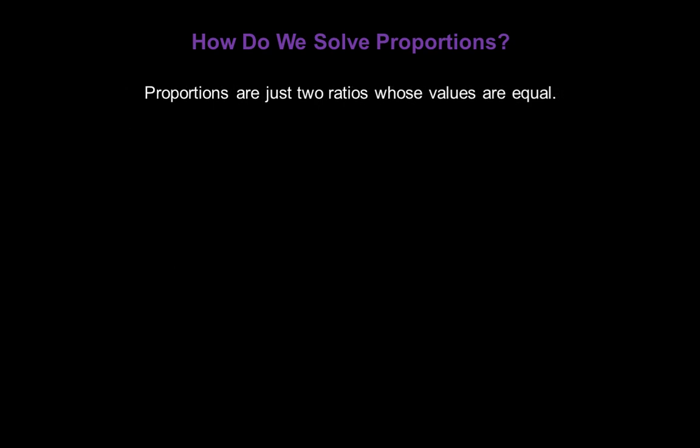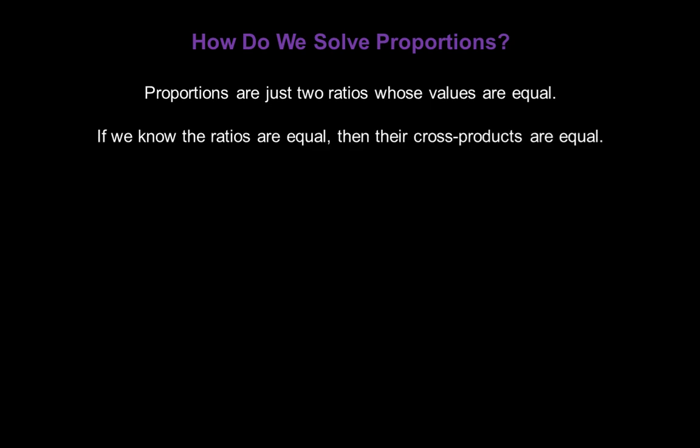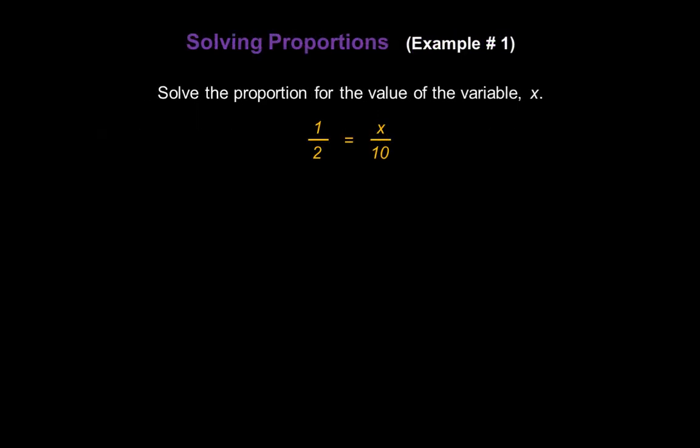Proportions are just two ratios or fractions whose values are equal. If we know the ratios are equal, then that means their cross products are equal as well. Now let's work some examples together.